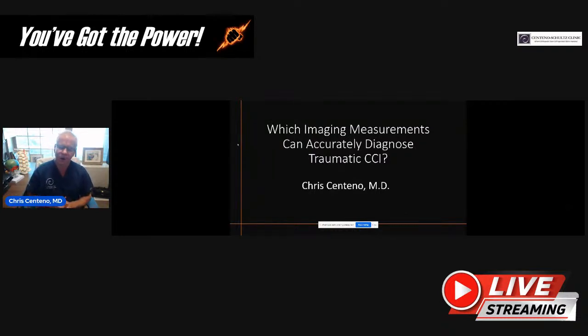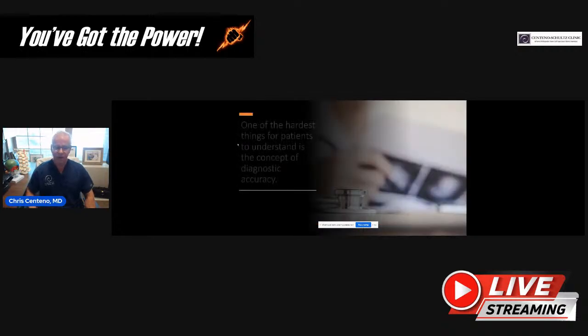So we're going to start with the concept of which imaging measurements can accurately diagnose traumatic craniocervical instability. Now, you would think that this is easy, right? But one of the hardest things for patients to understand is this concept of diagnostic accuracy. I think all patients believe that for the most part, when a doctor renders a diagnosis, it has high accuracy, right? There's little chance that the doctor is wrong.